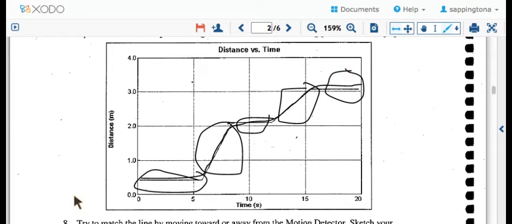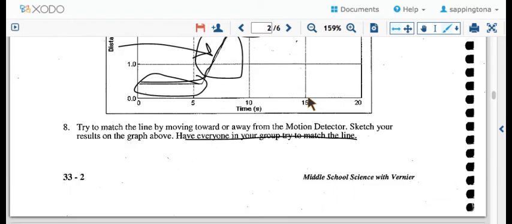And one other thing, notice that here, the slope of this line is different than the slope of this line. So probably it has something to do with the speed you were moving. So make sure you refer in that question to the speed at that point.